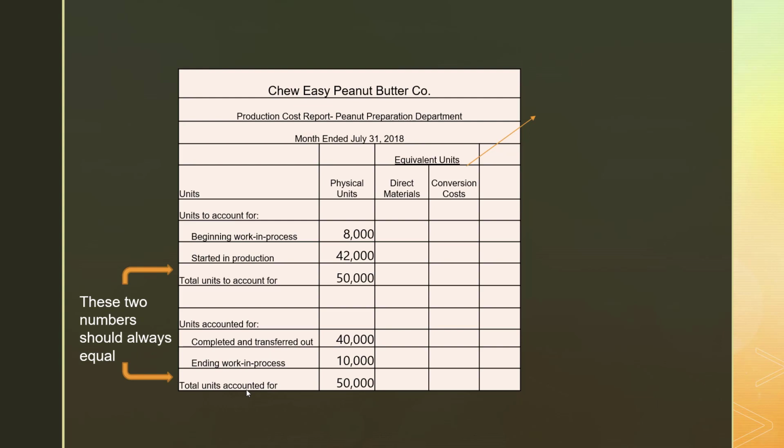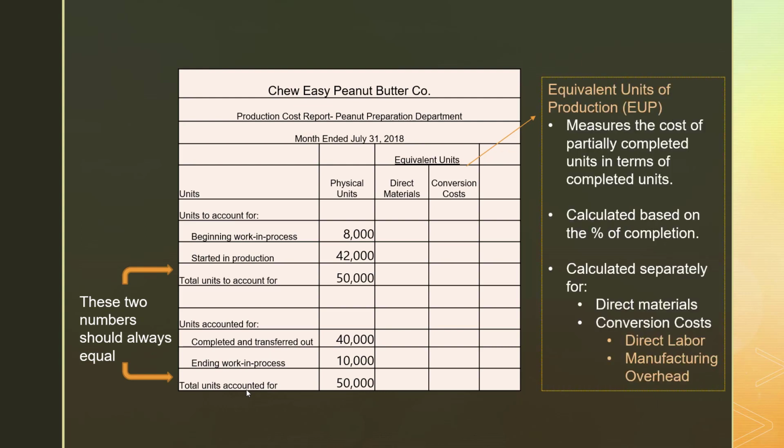Next to this, after you've got your physical units down, you need to convert those units into what they call equivalent units. Equivalent units measures the cost of partially completed units in terms of completed units. That's a fancy phrase, but it can be more succinctly stated as: we completed a certain amount of units a certain percentage of the way. How many units could we have fully completed for that same amount of cost?